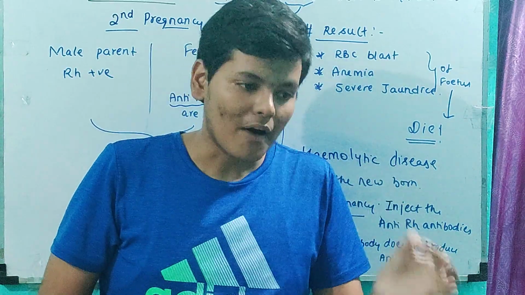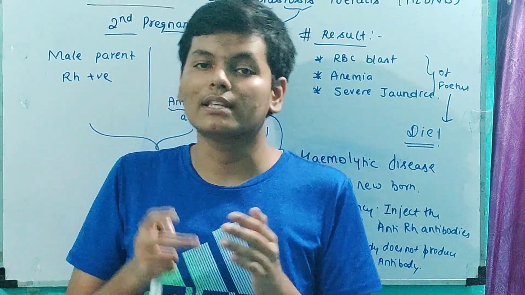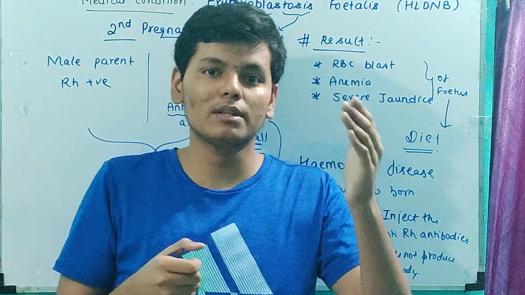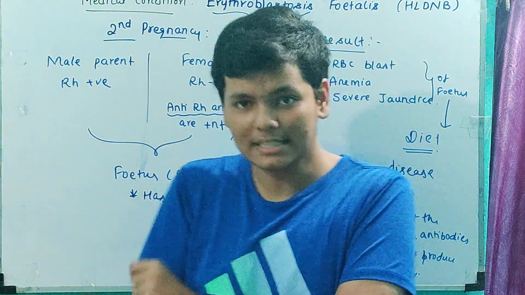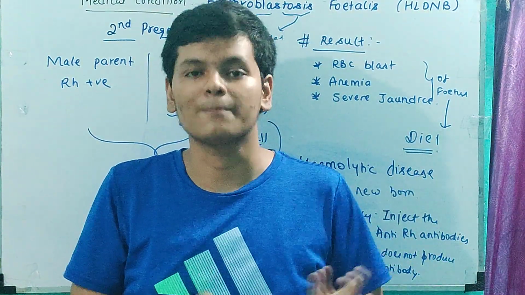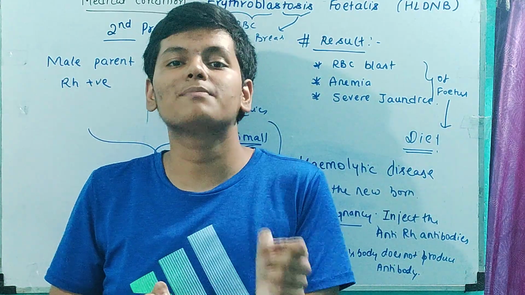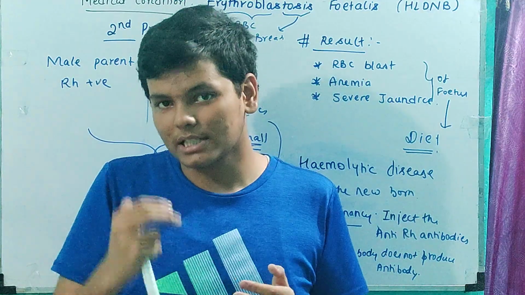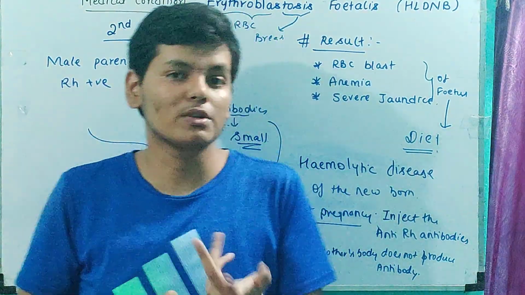Now, after the delivery of the first child, the umbilical cord is cut and pulled out. When it is pulled out, the umbilical cord joined to the placenta also tears, and there is a mixing of the Rh positive blood of the fetus and Rh negative blood of the mother. So at that time, the body of the mother starts producing anti-Rh antibodies. These anti-Rh antibodies will be kept as memory cells for future pregnancies.